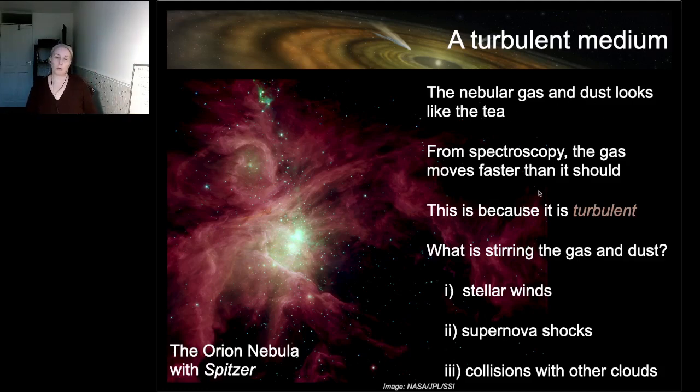But you can also inject turbulence into a medium through collisions with other clouds. And certainly we know that not everything in space is sitting static. Everything is interacting, and sometimes these clouds can come together. And then the mixing that you get, similar to the milk and the tea, stirs up the material, creating turbulence, imparting energy into the gas that then is moving faster than it should.